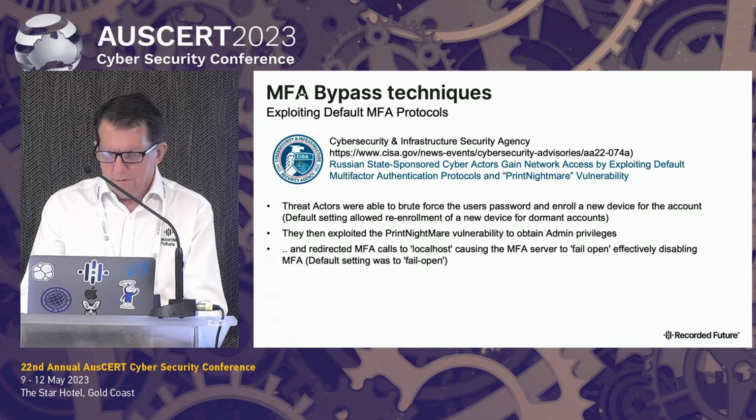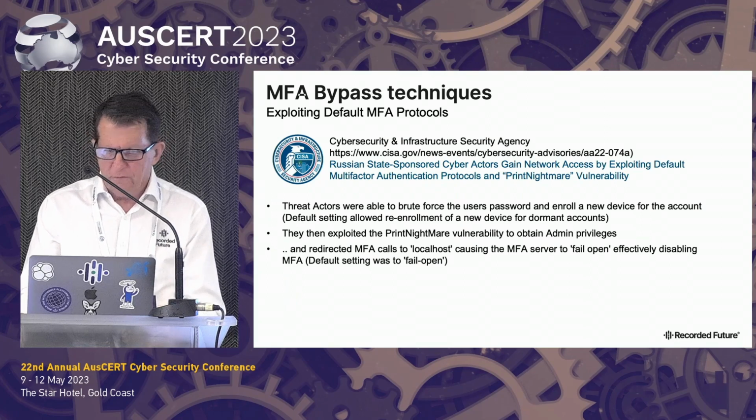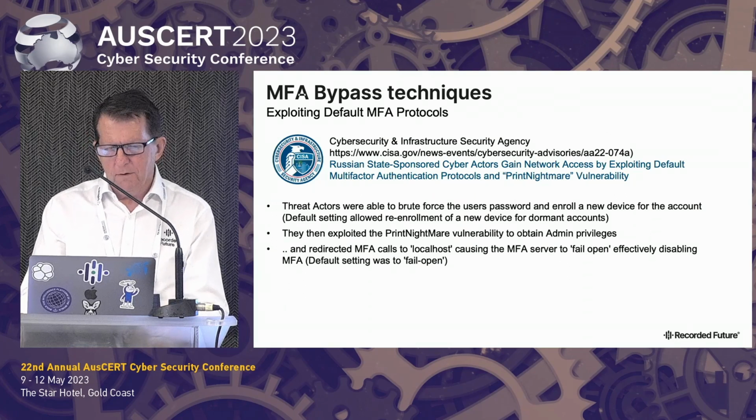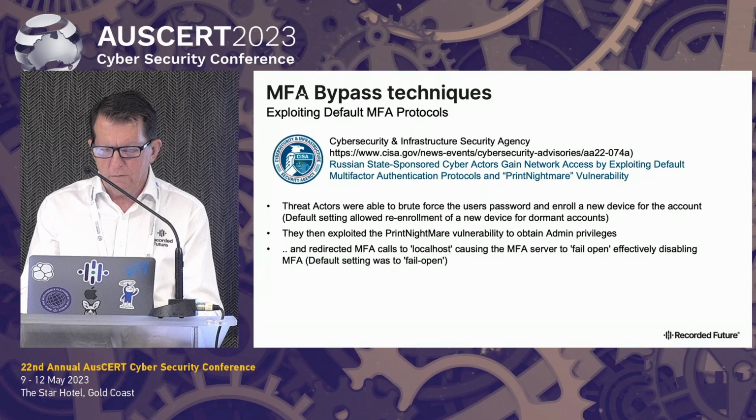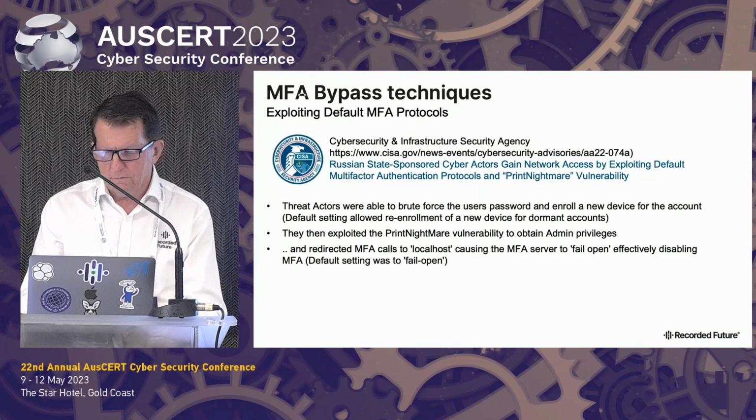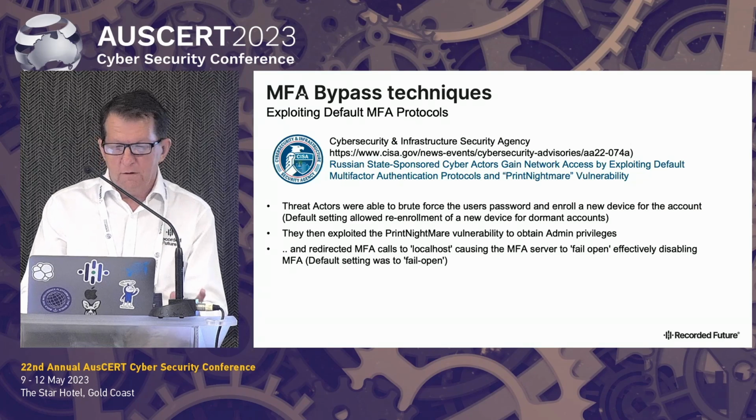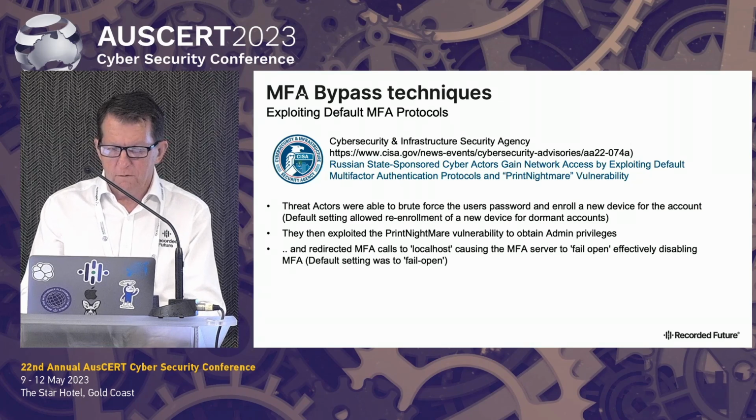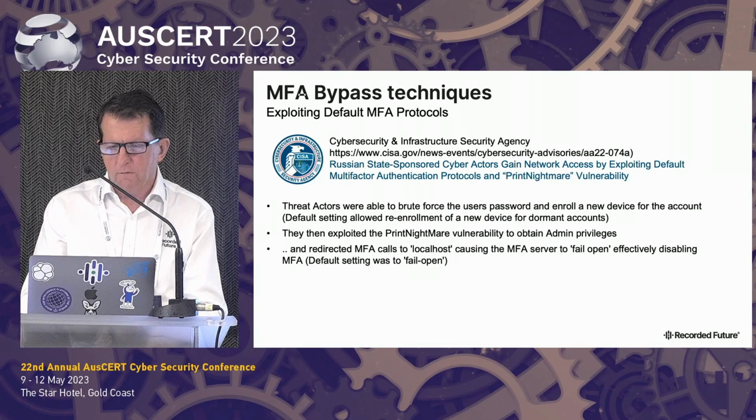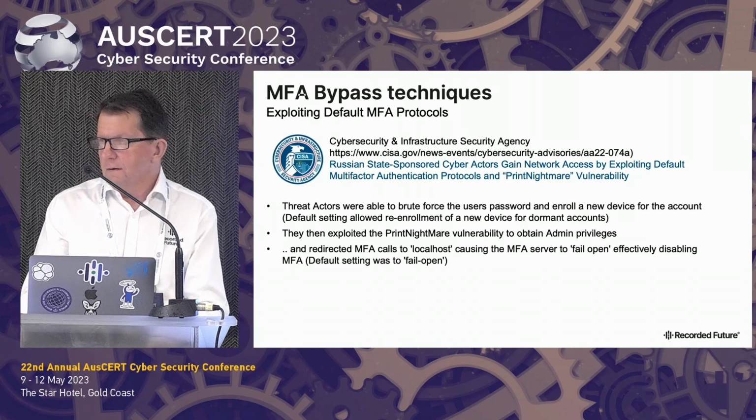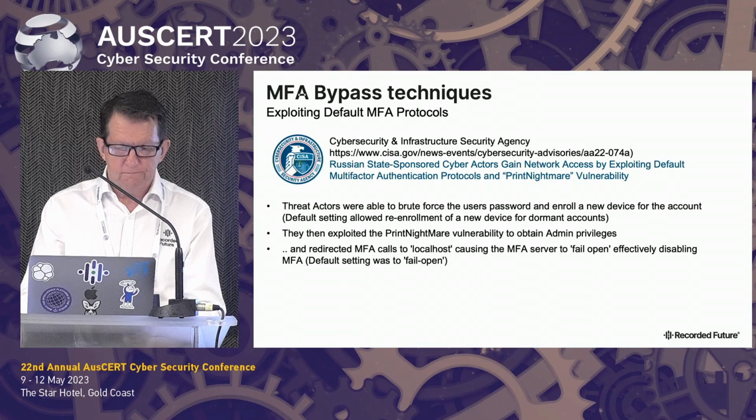Once they got in, they then exploited the system using Print Nightmare, and then they tweaked the identity solution to just black hole the MFA calls. And this particular identity solution, if it loses contact with its core server, it fails open. So basically everyone was logging in for free.